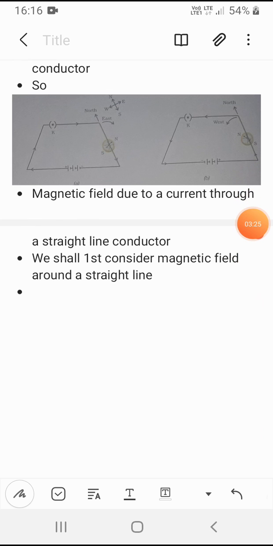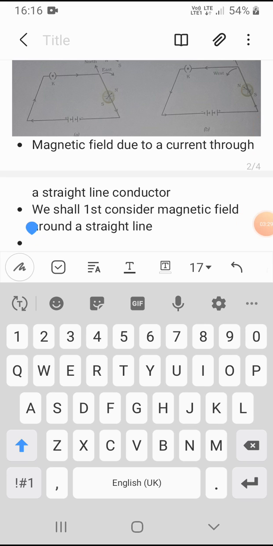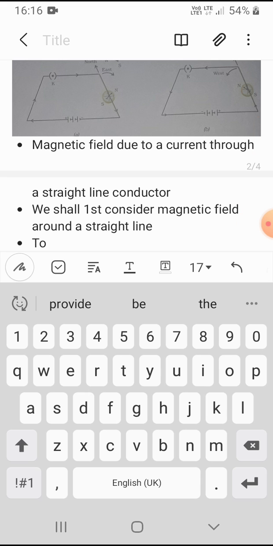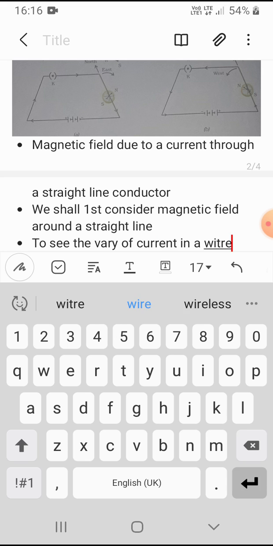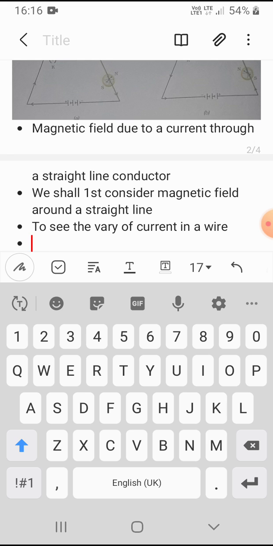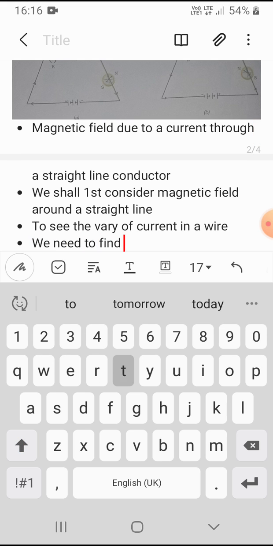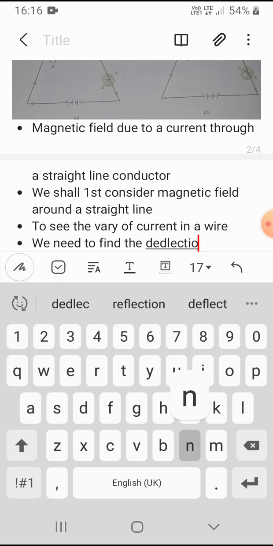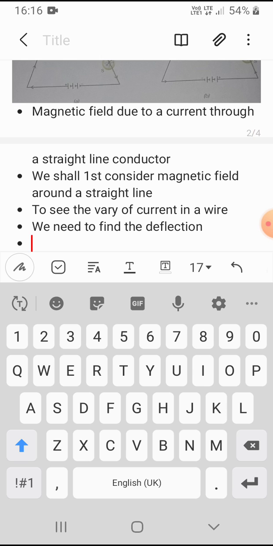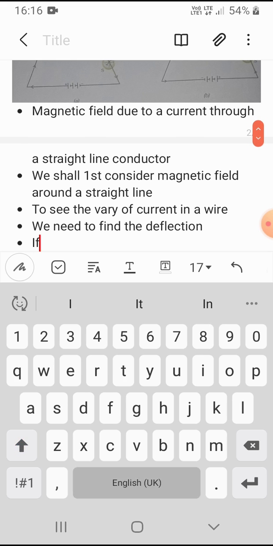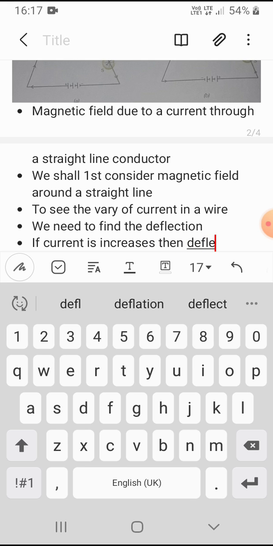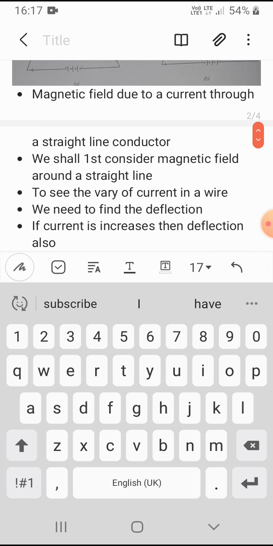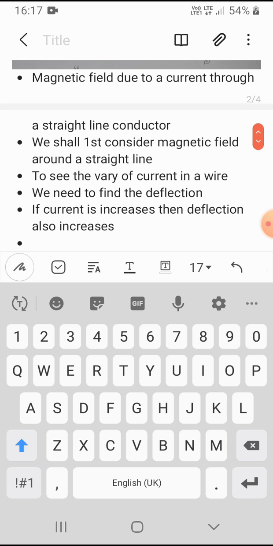To see the variation of current in a wire, we need to find the deflection in the compass needle. Then we can say whether it is varying or not. If the current increases, then the deflection also increases, because more current is going, so the deflection also gets more. If the current decreases, then the deflection also decreases.